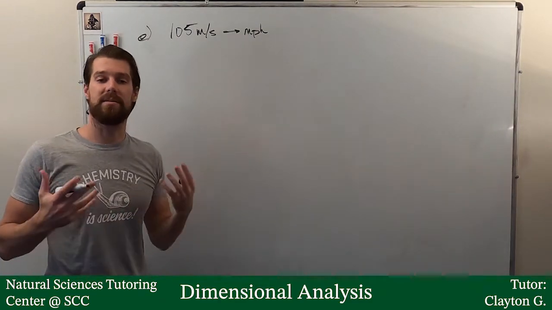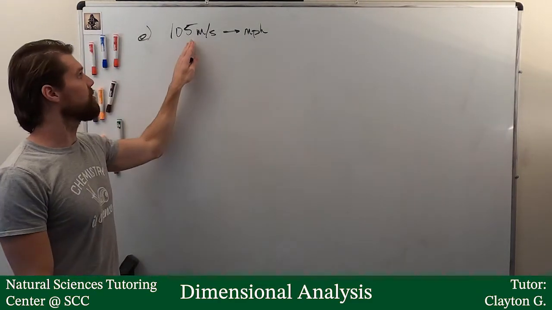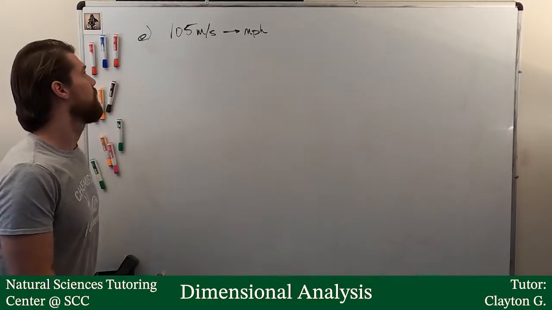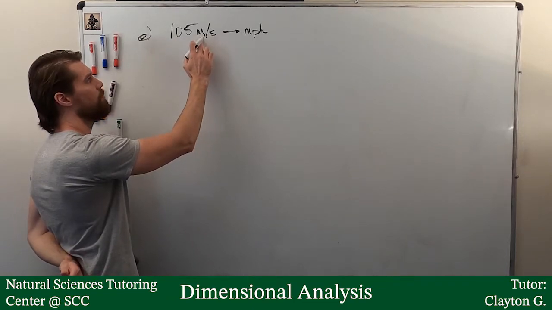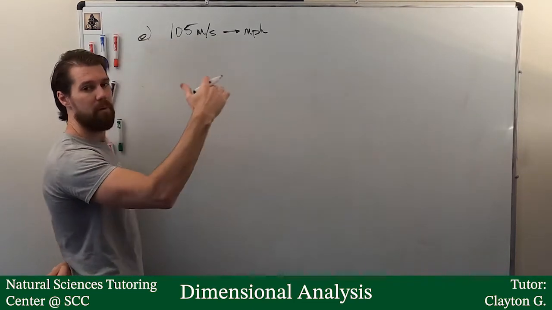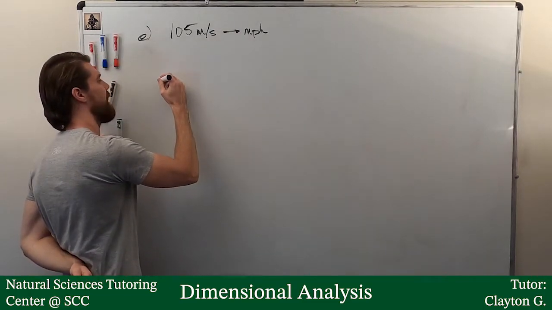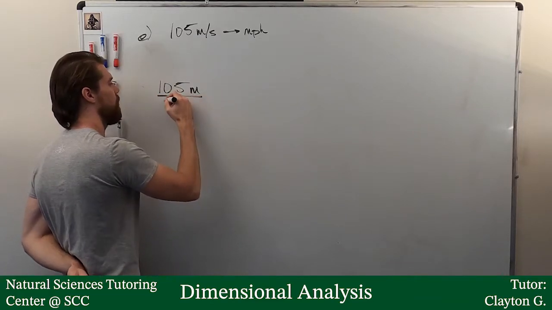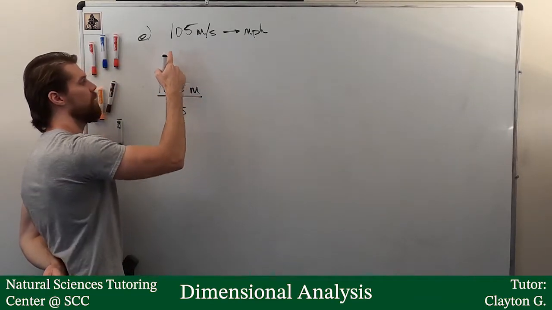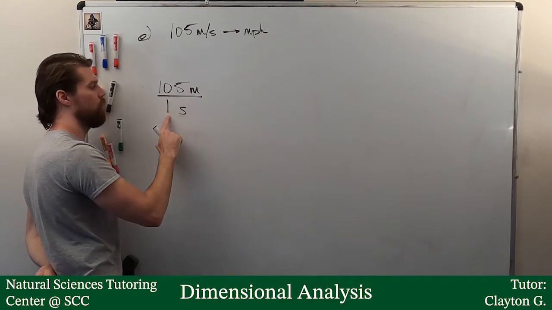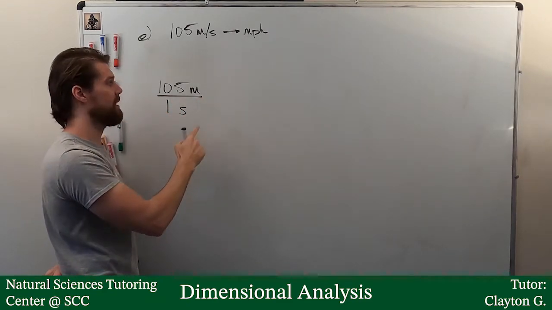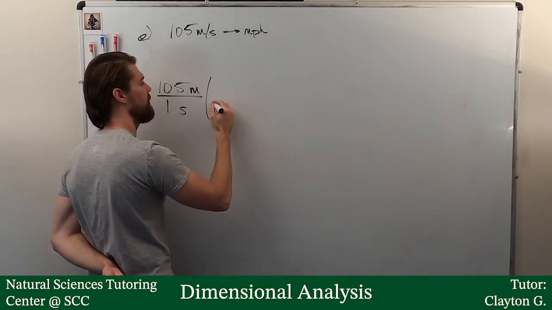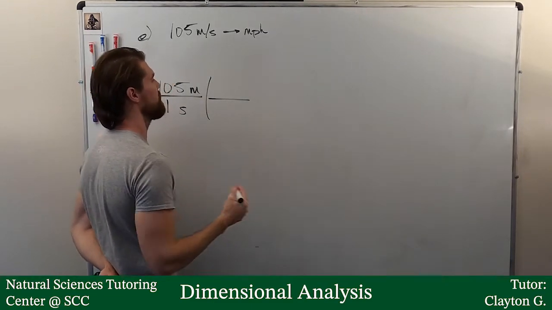So in the ones that we've done today, this is the first one that has a dual unit here. Whenever I see something per something, I break that apart. So I'm going to write this as 105 meters per 1 second. This is 105 meters for every 1 second. And I want to write it like this so I can see exactly what's on the top and exactly what's on the bottom. Now I'm going from meters to miles per hour.